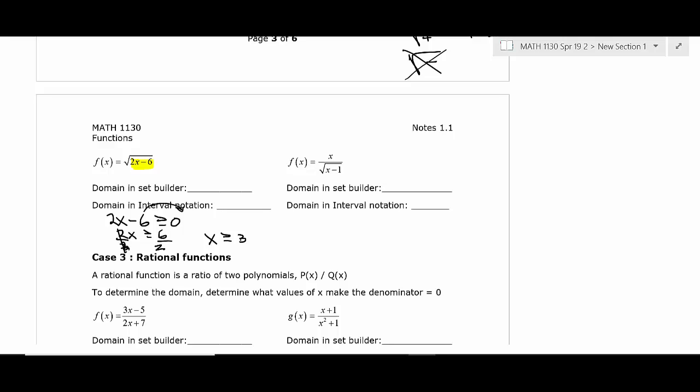Is that okay? Square root of 0. Yeah. Okay, how about 4? 4 is bigger than 3. 2 times 4 is 8. 8 minus 6 is 2. Square root of 2, is that okay?